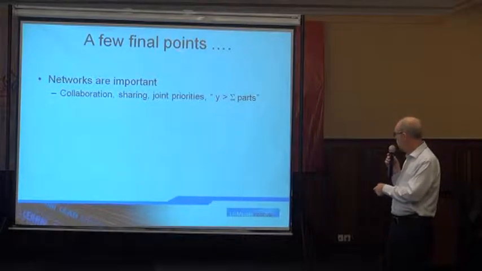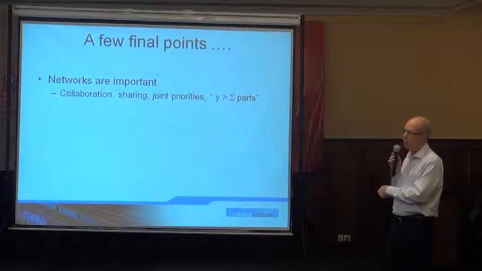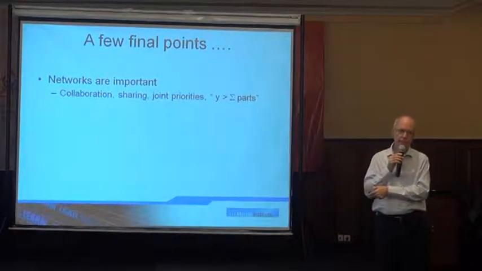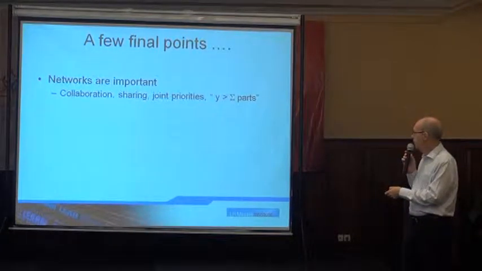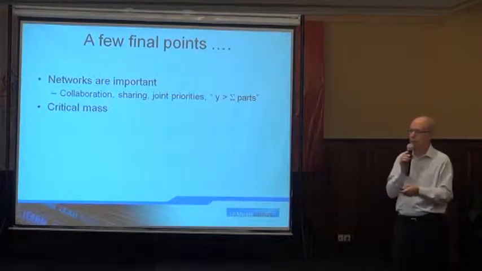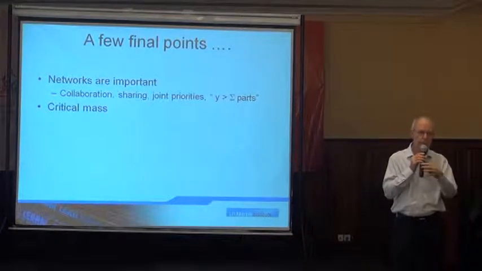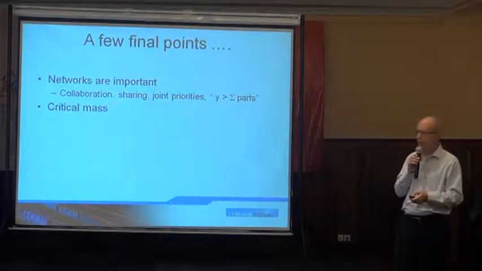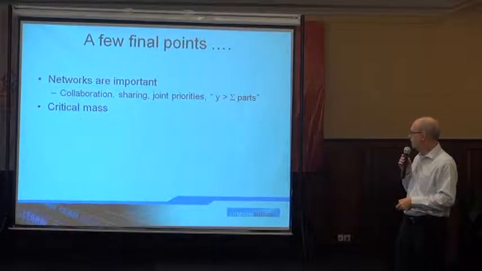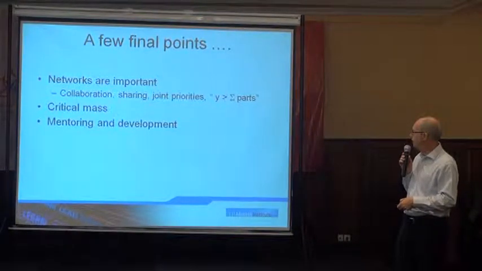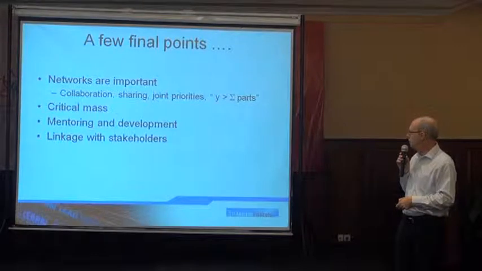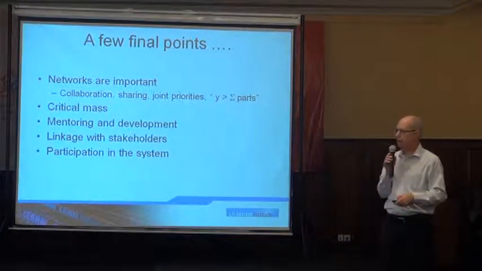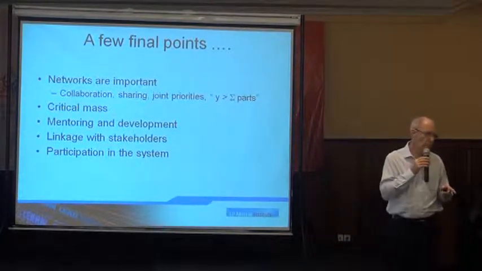because the outcome can be greater than the sum of the parts. We talked about collaboration the other day. Critical mass. This is having enough people contributing to a major research question which will actually lead to something dramatic happening. Mentoring and development are important. Linkage with stakeholders, I've mentioned. Participation in the system, I've said this before.